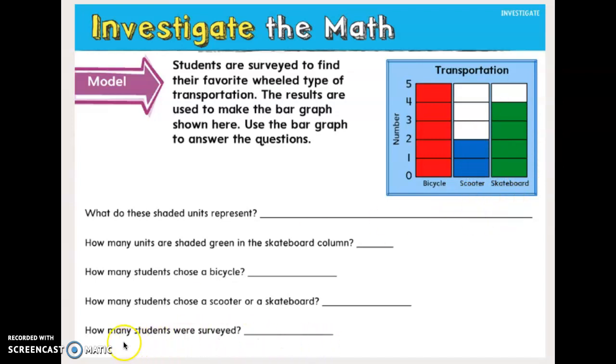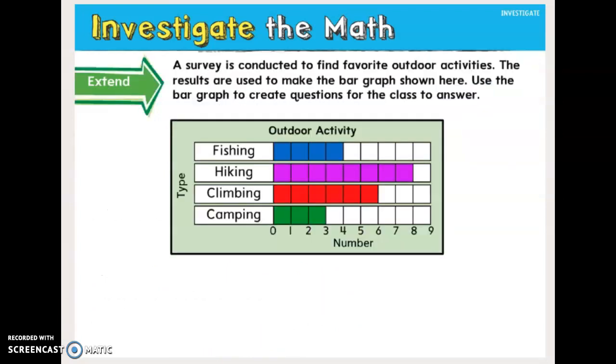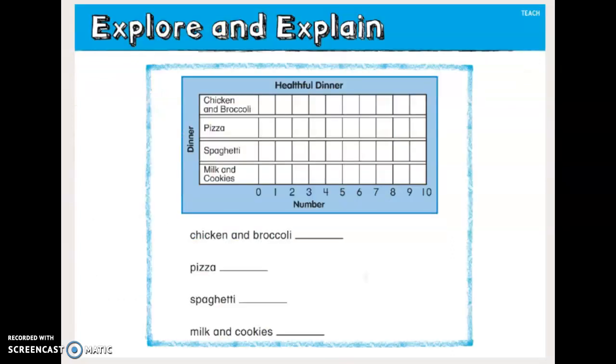Last question is how many students were surveyed? And remember, to find the total, we add up all of the boxes. So 5 plus 4 is 9, and 2 more makes 10 and 11. So how many students surveyed was 11. So there we go, we can see the different answers for this one. That one's not one we're going to do, so I'll skip over it.